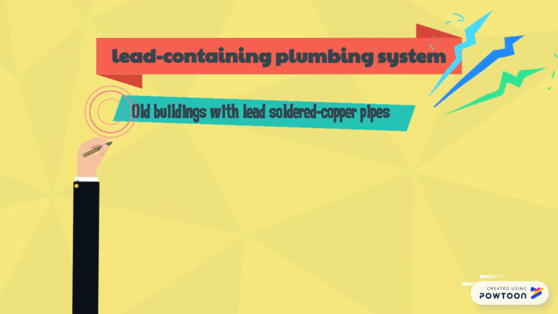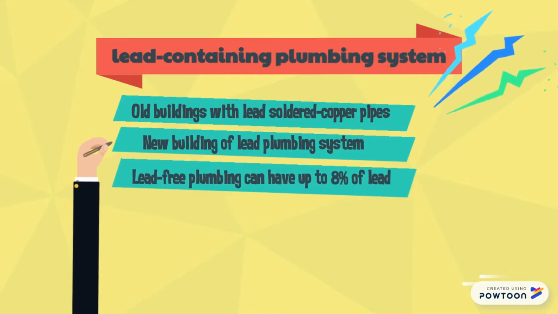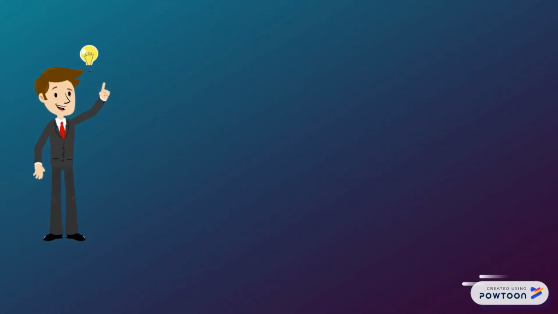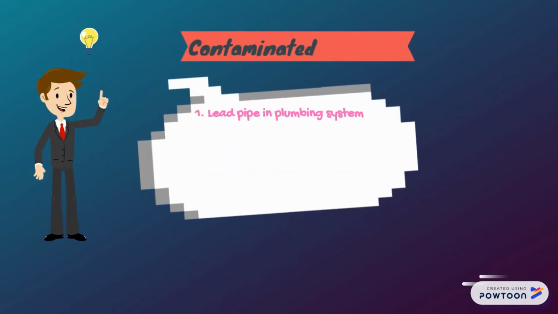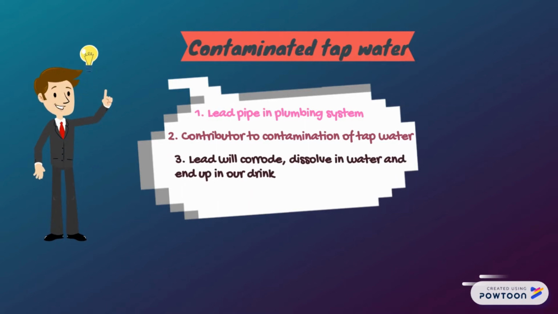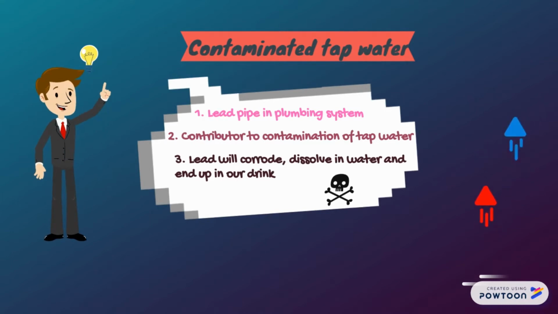It could be the same for new buildings as well, as plumbing that is lead-free can contain up to 8% of lead. Lead pipes are the main contributor to the contamination of our tap water. Over time, the pipe will corrode and lead will dissolve into the tap water and end up in our drink. This is a simple example of water pollution caused by lead elements.